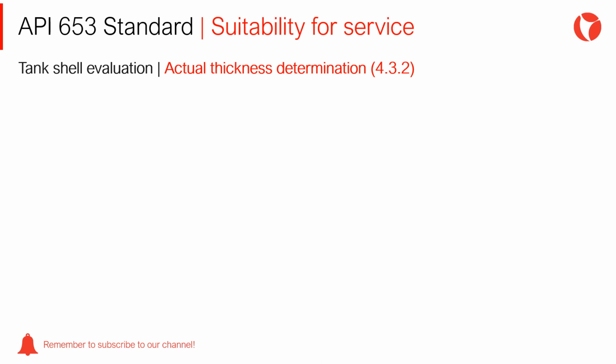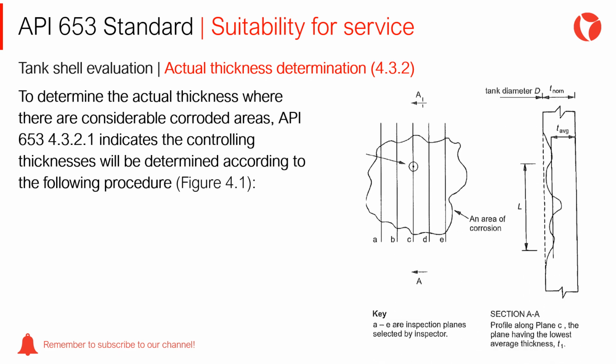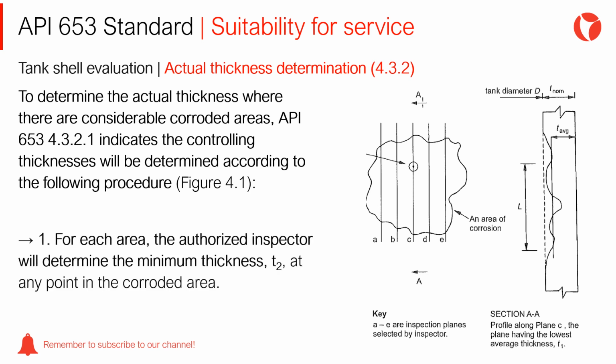Let's talk about the actual thickness determination. Section 4.3.2. To determine the actual thickness where there are considerable corroded areas, API 653 in section 4.3.2.1 indicates the controlling thicknesses will be determined according to the following procedure. Figure 4.1. First, for each area, the authorized inspector will determine the minimum thickness, t2, at any point in the corroded area.